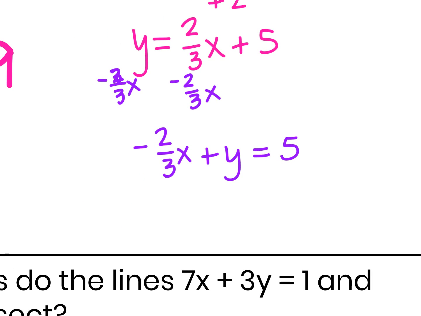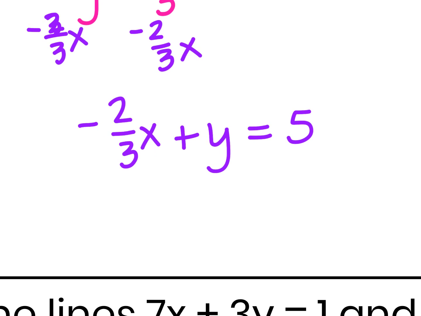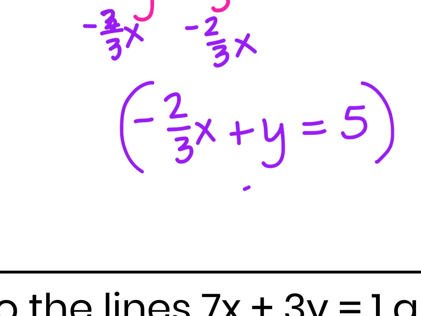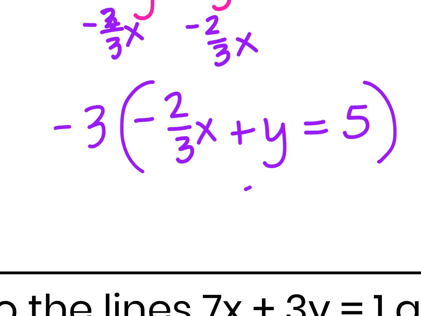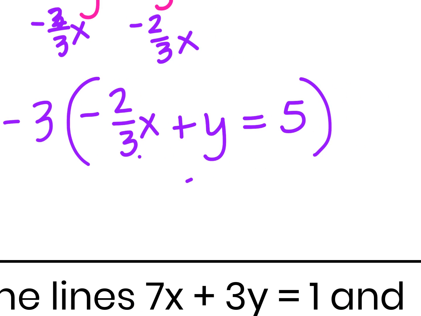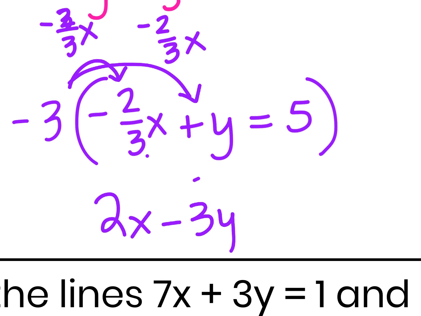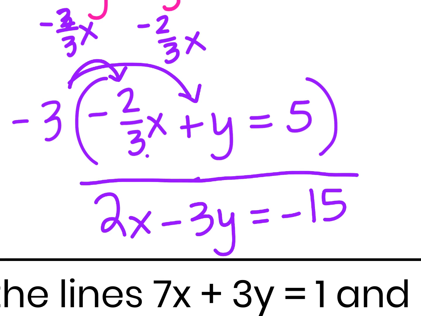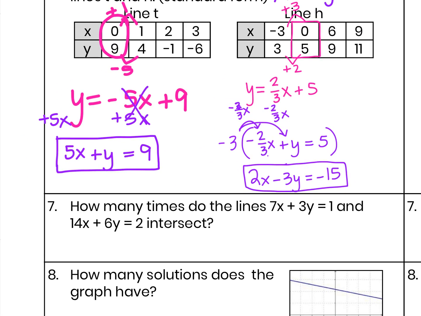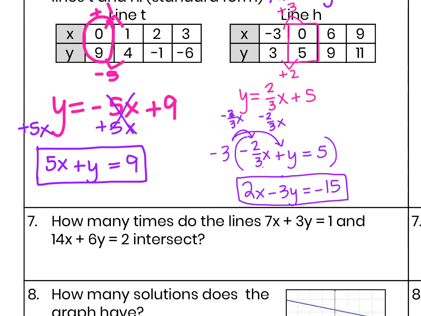So x and y are on the same side, but there's a rule that says that you cannot have a fraction and you cannot have a negative number. So in order to fix that, we're going to multiply by negative 3 because that's what's at the bottom of the fraction. Then we multiply this in. That gives us positive 2x minus 3y equals negative 15. And that is our system in standard form.